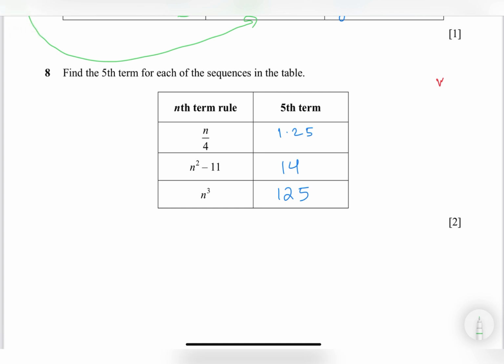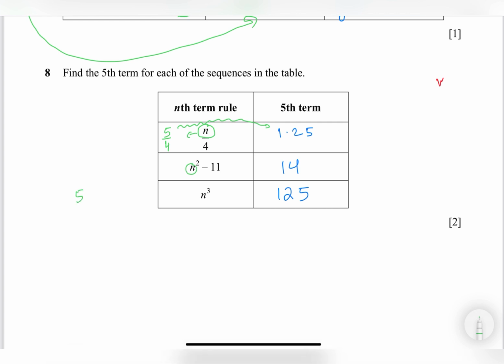Find the fifth term of the sequences in the table. How can I target these type of question? You have to find the fifth term, right? So just replace n by 5. If I replace n by 5, it would be 5 upon 4 and the decimal of it would be 1.25. Replace this n by 5.